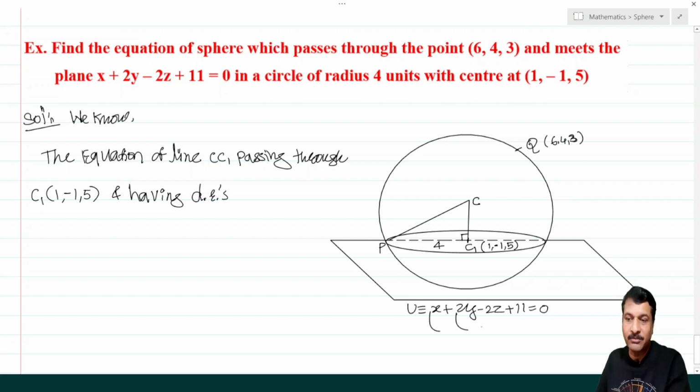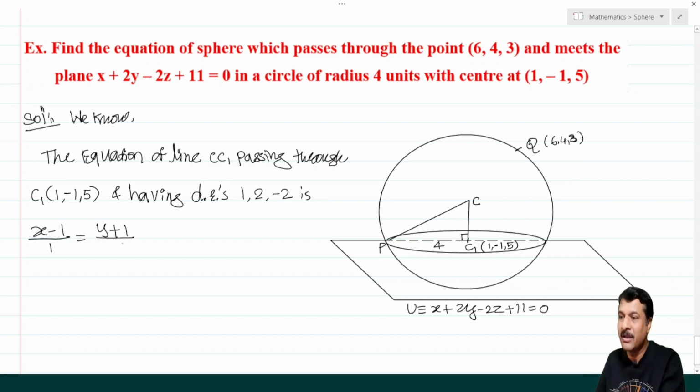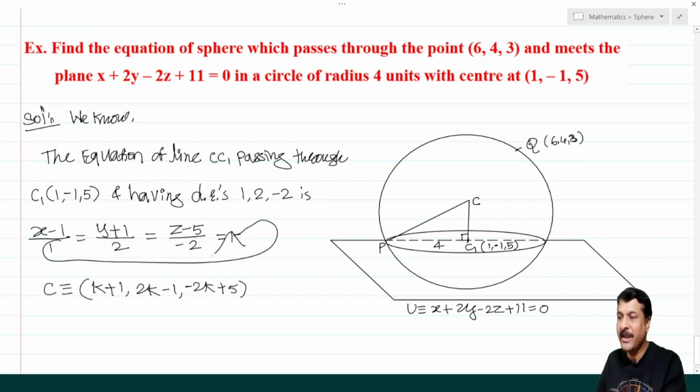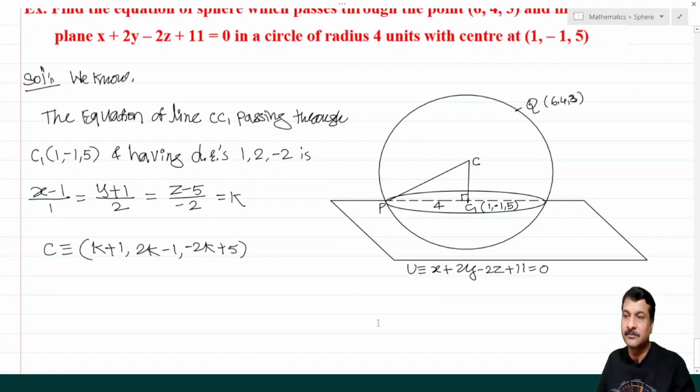Here the coefficients of this plane 1, 2, minus 2: x minus 1 by 1 equal to y minus of minus 1, means y plus 1 by 2, equal to z minus 5 by minus 2, and that is equal to k. So I can find here C, that is the center of this sphere. So C is one point on that line. So that point is k plus 1, 2k minus 1 and minus 2k plus 5. Note that it means 1 into k plus 1, similarly y and z. So now we have this C.